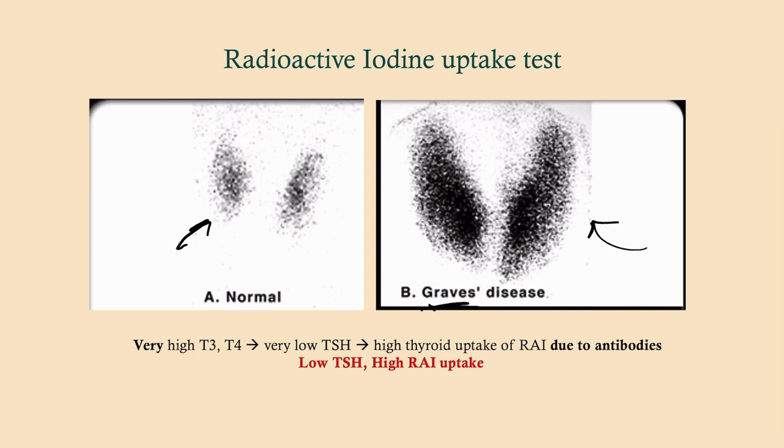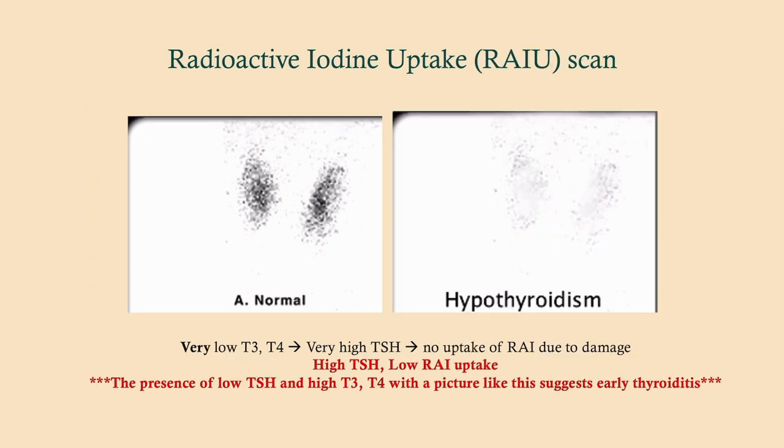Now on labs, of course, with Graves' disease, you're going to see a very high T3 and T4, lots of thyroid hormone. The thyroid is being stimulated by those thyroid-stimulating immune globulins, which if you aren't familiar with that, go back to the hyperthyroid section. And you'll also, of course, have a low TSH, and that's because of negative feedback.